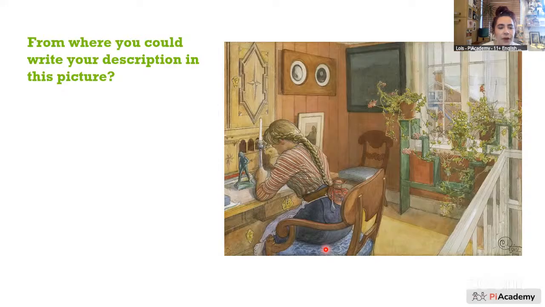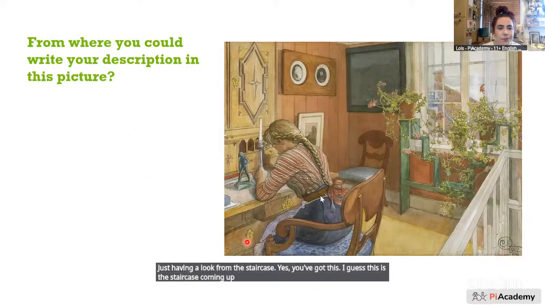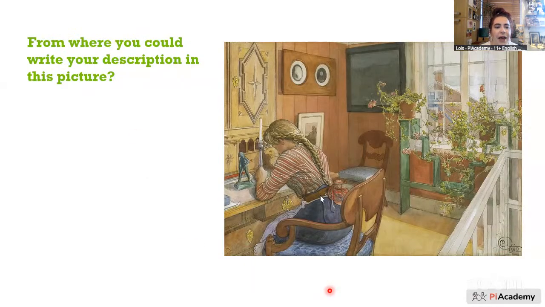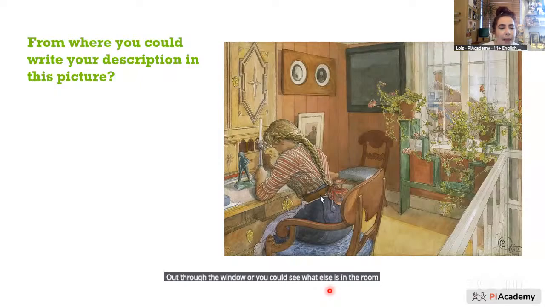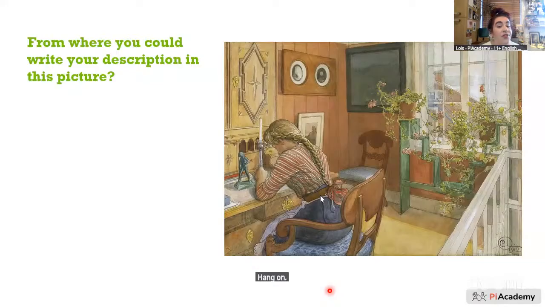Good. Just having a look from the staircase. Yes, you got this. I guess this is the staircase coming up. Okay, I'll just read a few of these out. Madeline says from the stairs behind the girl. Yes. Aaron says in front of the girl. Yep, good. Sasha says from the statue on the table or the painting on the wall. Yep, fantastic. I guess you mean this painting here.